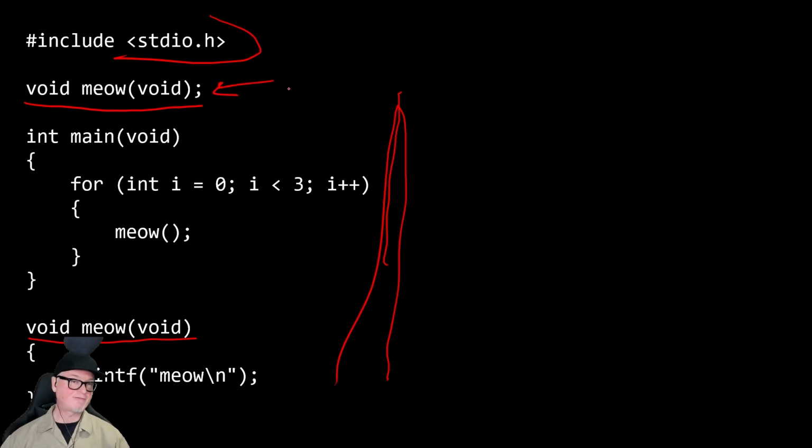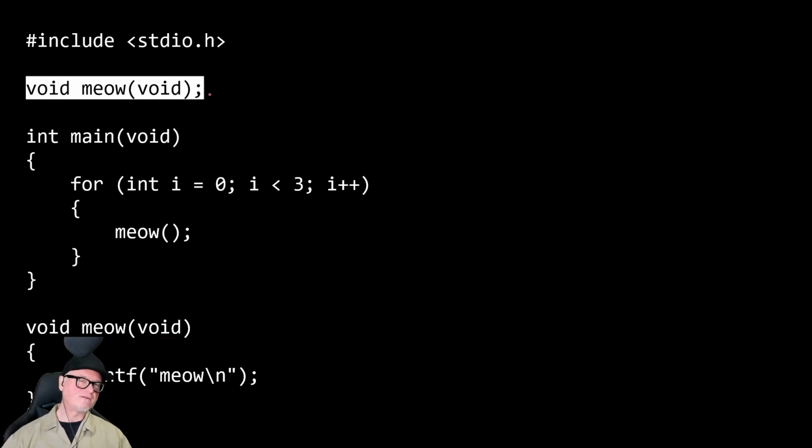We actually don't have to do this technically. What we could do is put the definition for meow right up here at the top, and we could do away with this. But if you have more than one function, this starts to get problematic. And so by convention, we declare every user-defined function right up at the top like that. And of course, we also have to have stdio.h, because we have the printf function we're calling in our custom function meow.